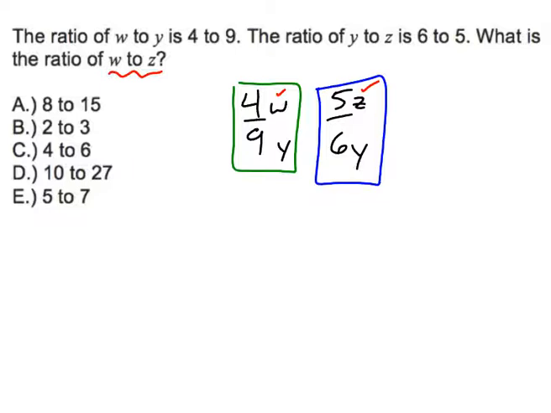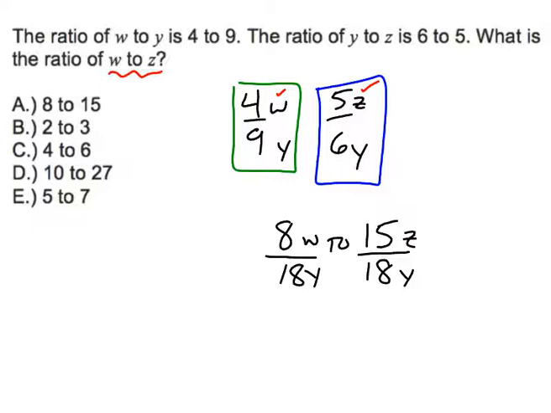So looking for a common denominator, looks like it's going to be 18. So that means I multiplied 9 by 2, which gives me 8 for W. And then 5 would be multiplied by 3, since 6 to 18 is 3, so 15 for Z. So that would be 8 to 15, answer A.